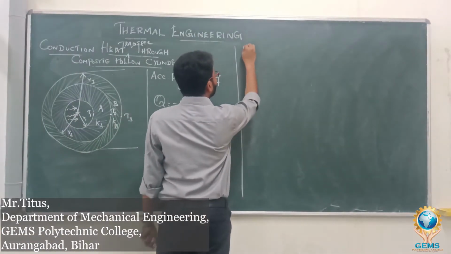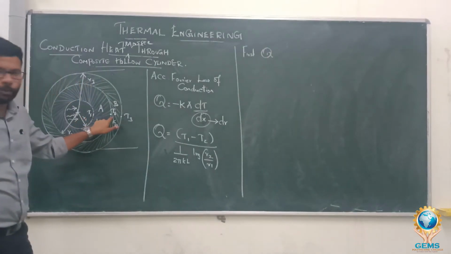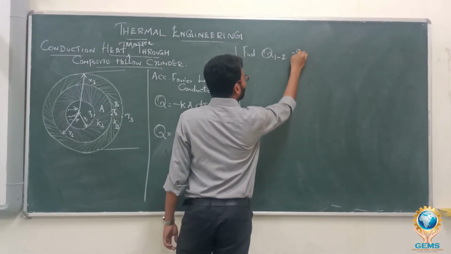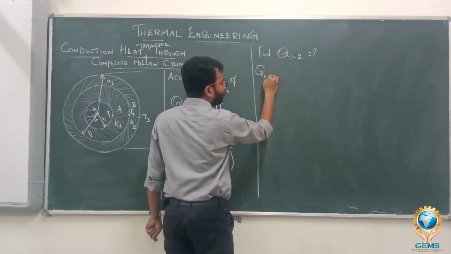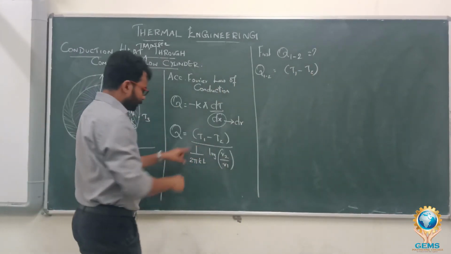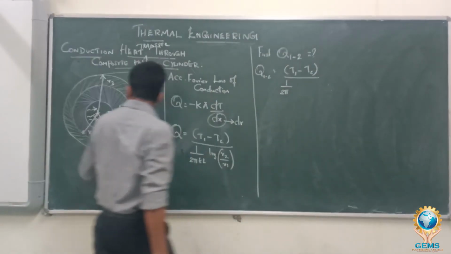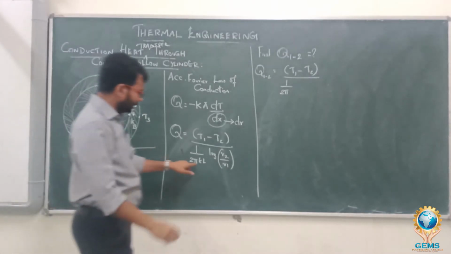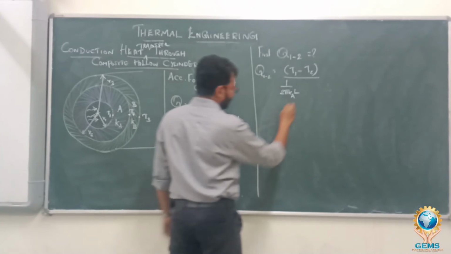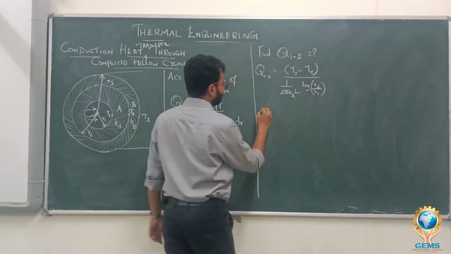First, the heat transfer from point 1 to 2. We are going to find Q of 1 to 2, which is equal to T1 minus T2 divided by 1 by 2 pi, and for this material the conductivity is Ka, the length will be the same, and log of R2 by R1.